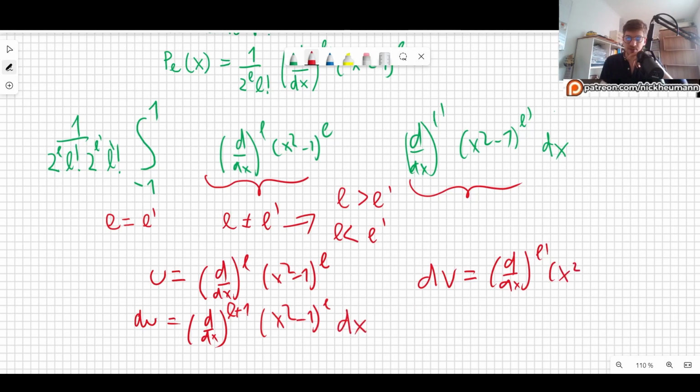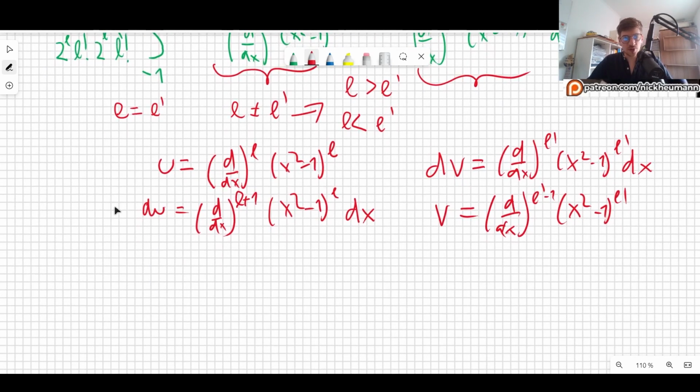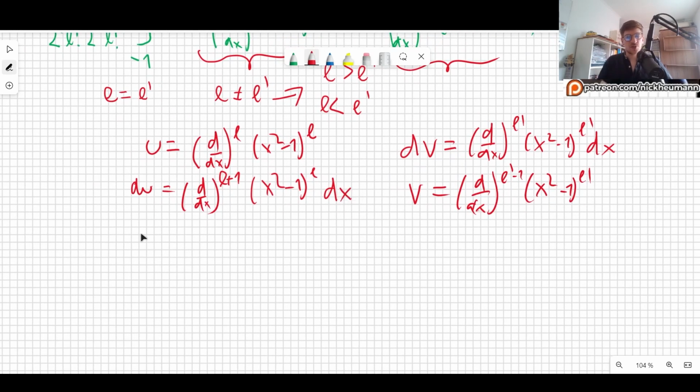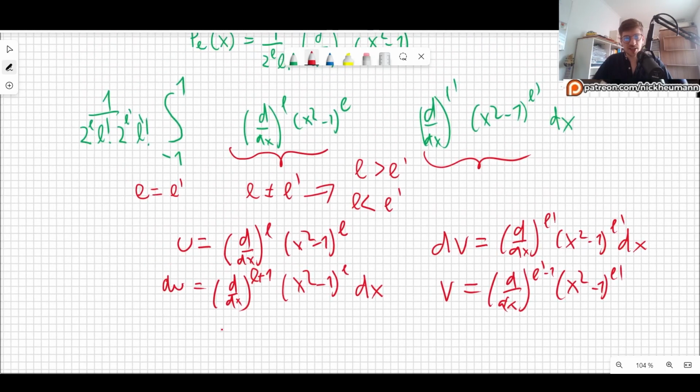And then we have (x² - 1)^L' dx. And v is very easy to calculate because it's simply one less derivative. So that means that it's going to be (d/dx)^(L'-1) (x² - 1)^L'. So this is our integral here. So let's go for it. And just for simplicity, let's just keep all of our constants outside. So goodbye to all those constants. Let's just worry about the integral itself, which I will call I.